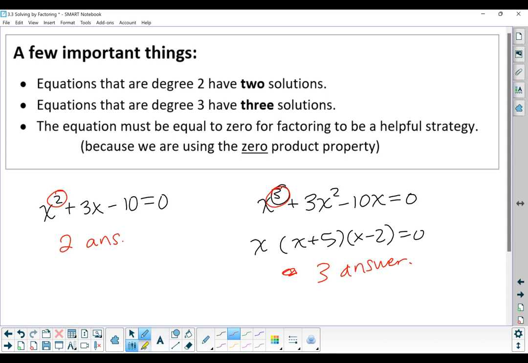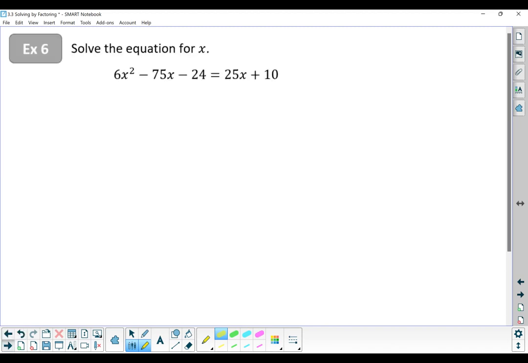The equation must be equal to 0. We need this equal 0 right here in order for factoring to be a helpful strategy. And that's because we're using the 0 product property. We're not using the 10 product property or the 8 product property. 0 is the number that has this cool property that helps us. So make sure your equation is equal to 0 before you factor it.